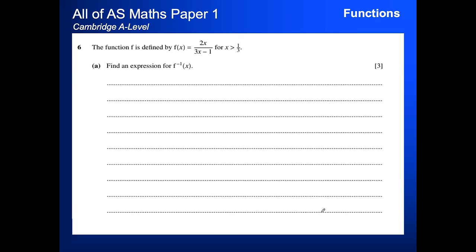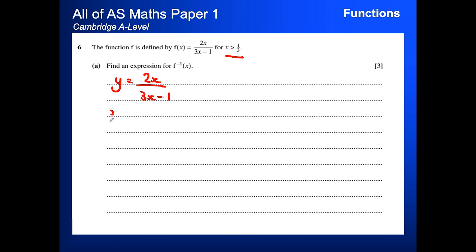Right, let's look at our second example of a function question. Again, this is very, very typical. So we've got a function here with a particular domain given, x is greater than a third. And the first thing we need to do is find an expression for the inverse. Works in the same way as the previous question. So y is equal to 2x over 3x minus 1.